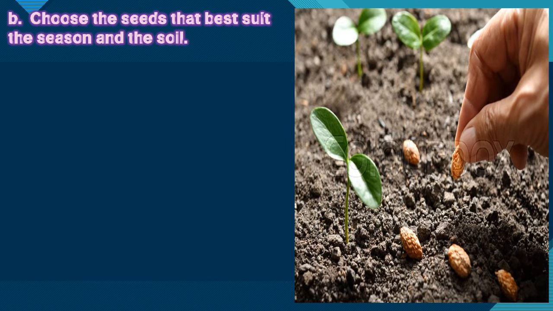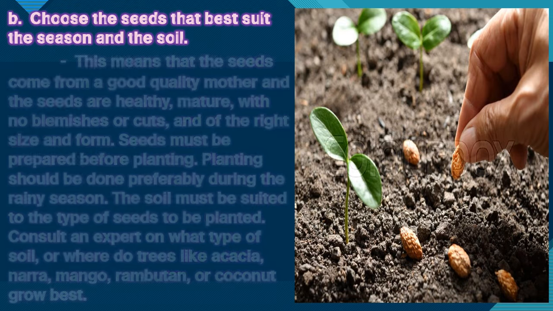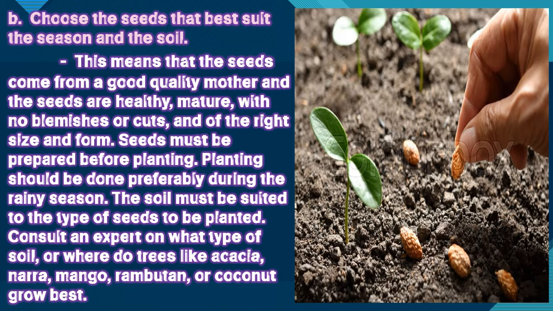B. Choose the seeds that best suit the season and the soil. This means that the seeds come from a good quality mother and the seeds are healthy, mature, with no blemishes or cuts, and of the right size and form. Seeds must be prepared before planting. Planting should be done preferably during the rainy season. The soil must be suited to the type of seeds to be planted. Consult an expert on what type of soil, or where trees like acacia, nara, mango, rambutan, or coconut grow best.